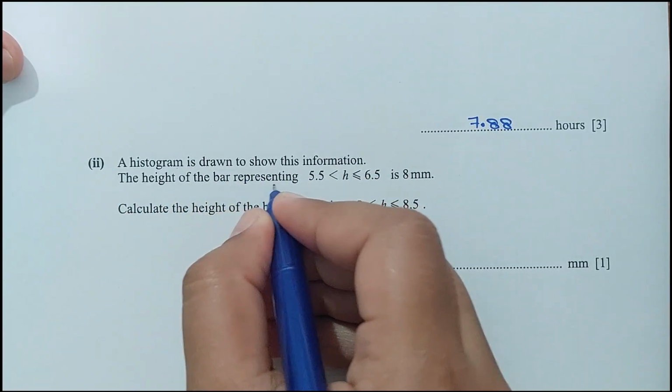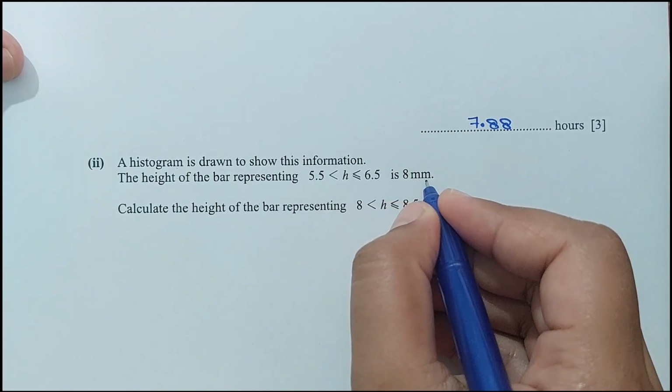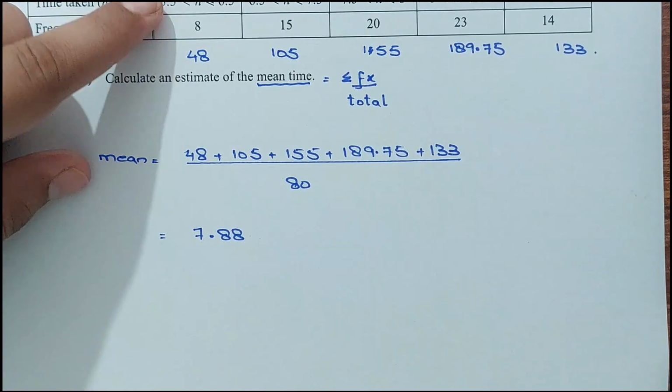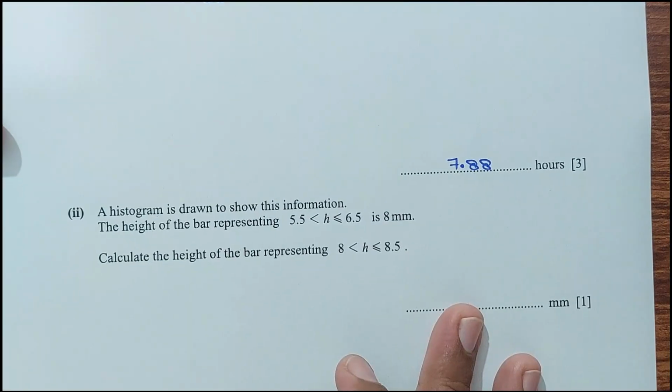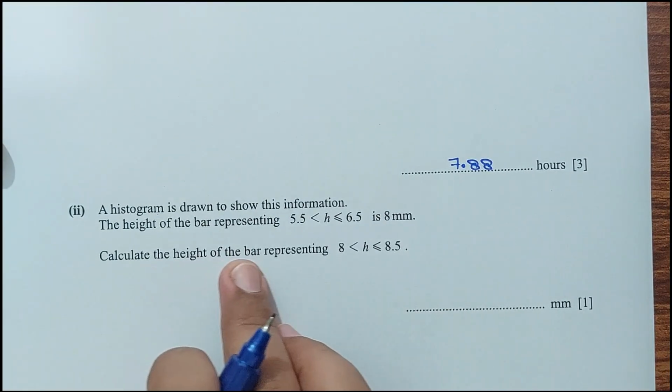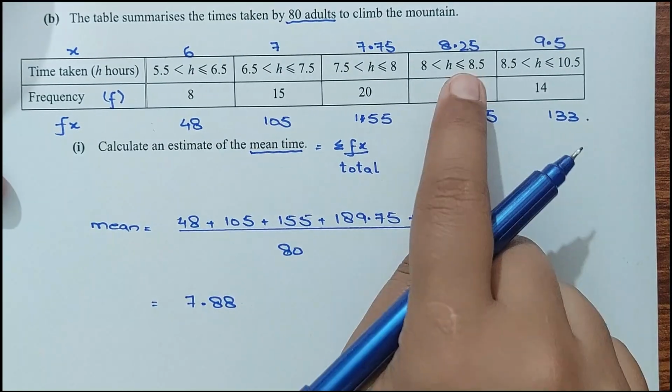Now for the second part, a histogram is drawn to show this information. The height of the bar representing 5.5 to 6.5 is 8 millimeters. Okay, 5.5 to 6.5, the height is 8 millimeters, we have been given. Calculate the height of the bar representing 8 to 8.5. The height of this bar we have to calculate.